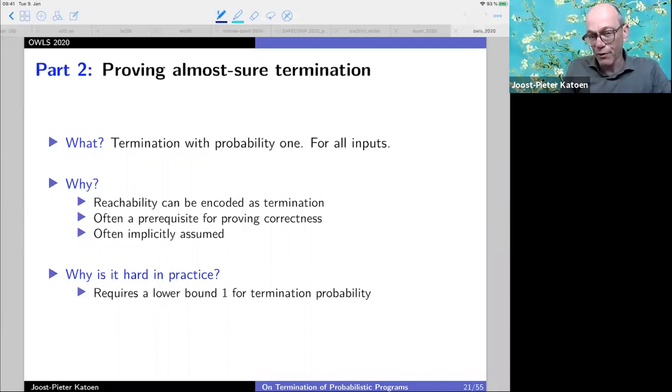This is not a theoretical argument, but more, in quotes, a practical argument, because we need a lower bound. And it turns out that proving lower bounds on probabilistic programs is, in practice, a bit harder than proving upper bounds. And we need for termination probability a lower bound of 1, because that means that we then terminate almost surely.